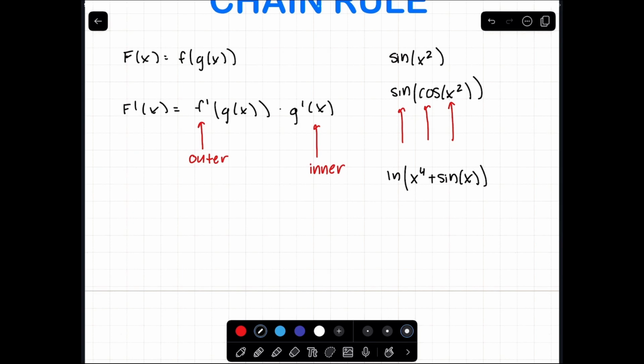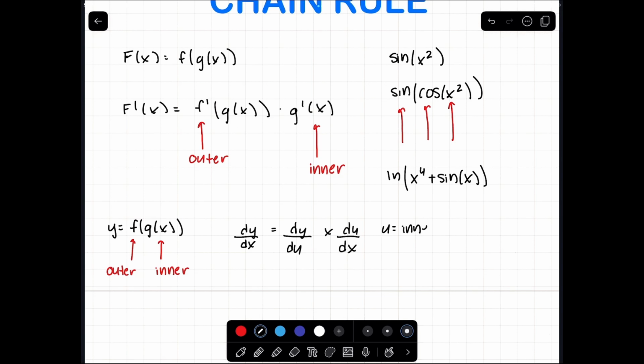Another way that chain rule is commonly denoted is as the following. Again, we've got inner, outer, outer, then inner. dy over du multiplied by du over dx, and then u is going to equal our inner function. However, it's normally most common to be using this method as it's a little easier to digest and to understand.